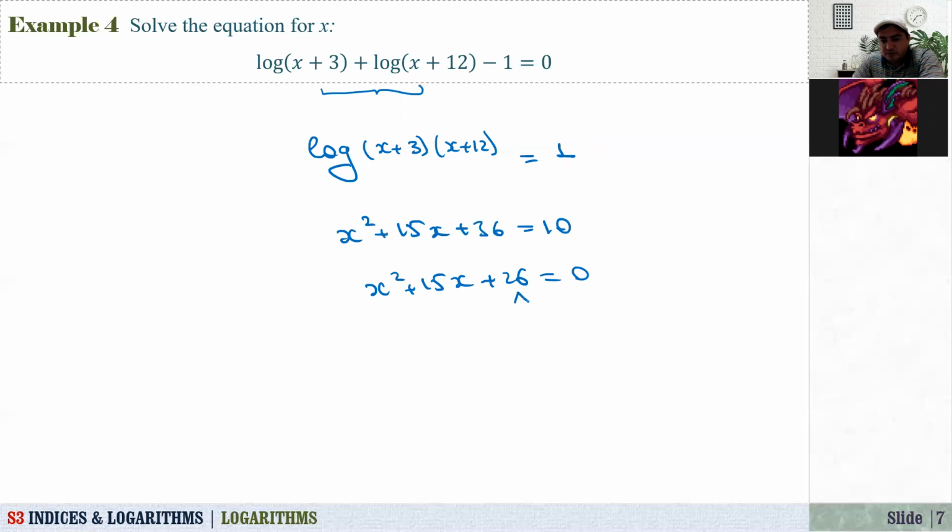So now if you just solve this by factorization, it is 13 times 2, and this one is 13 plus 2. So we can just factorize it as x plus 2 and x plus 13, that's equal to 0. From here, x equals -2, or x should be -13.